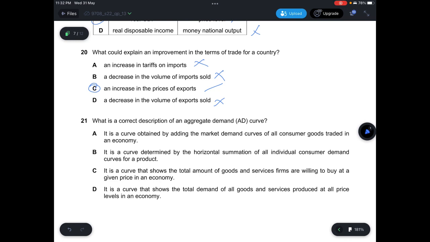Question 21, what is the correct description of an AD curve? A says it is a curve obtained by adding the market demand curves of all consumer goods traded in an economy. This one is your demand curve. B says it is a curve determined by the horizontal summation of all individual consumer demand curves for product, not correct. C says it is a curve that shows the total amount of goods and services firms are willing to buy at a given price, which is not correct. And D is the curve that shows the total demand of all goods and services produced at all price levels. So answer is D.